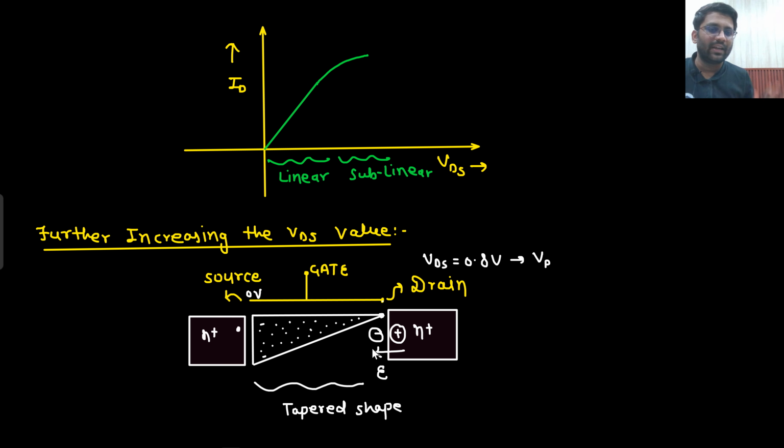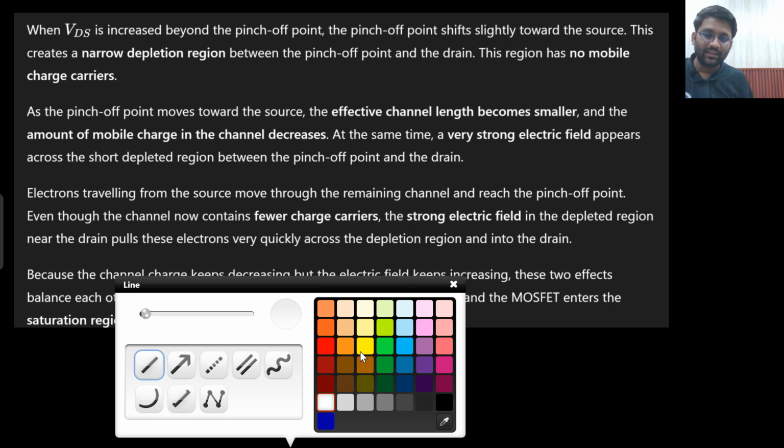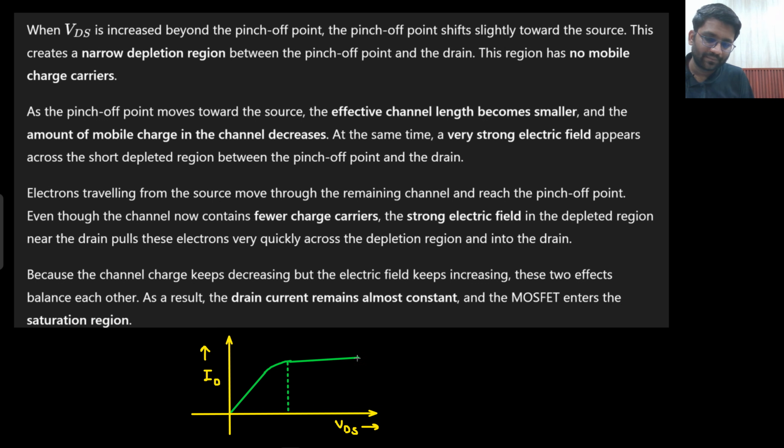So current would still be there, but the point is after this particular value, after the pinch off, no matter how much VDS you increase, inversion charge will keep on getting less and electric field will keep on getting more. So more electric field means more current, but less inversion charge means lesser current. So this is saying that I will decrease the current, and this is saying that I will increase the current. So eventually what will happen is that both combined effect, the current will saturate. So after this, the current will saturate in this manner.